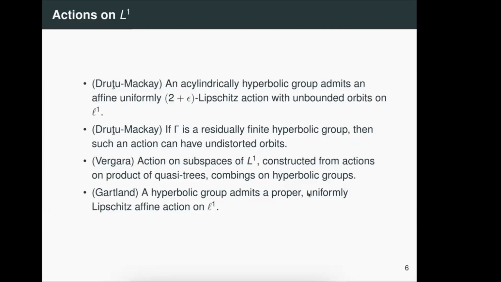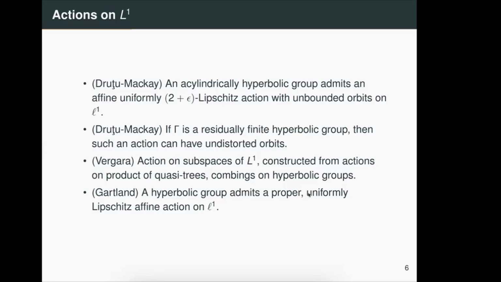And then in the work of Vergara, he considered actions on subspaces of L1, and he has this result saying if your group can be somewhat embedded into a product of quasi-trees, then using that structure, you can construct some actions. And in a different direction, or say via a different approach, Gartland considered Lipschitz free spaces, and he proved that he didn't need the residually finite assumption. He showed that a hyperbolic group admits a proper uniformly Lipschitz affine action on L1. Also, the orbit has a good compression. You can get 1 minus epsilon compression for the orbit.